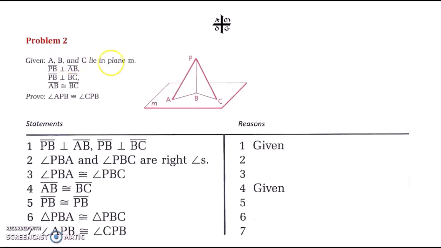Here we're given A, B, and C lie in plane M. They establish plane M. PB is perpendicular to AB and PB is perpendicular to BC. Therefore, PBA and PBC are right angles because if two lines are perpendicular, then they form right angles. And we know that all right angles are congruent. Or if two angles are right angles, then they are congruent angles.